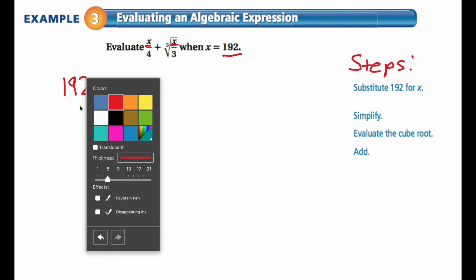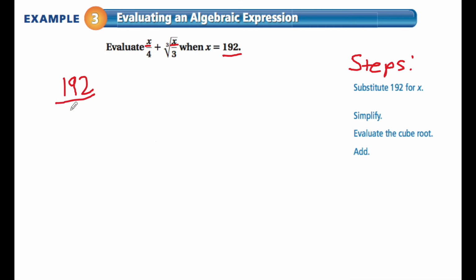So let's rewrite it. We have 192 all over 4 plus the cube root of 192 all over 3. Sorry, that's a little crooked. Now, when we simplify this, we have 192 over 4 plus the cube root of 192 over 3.